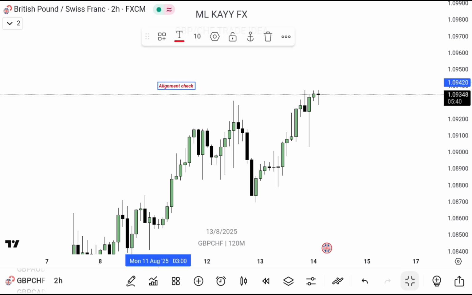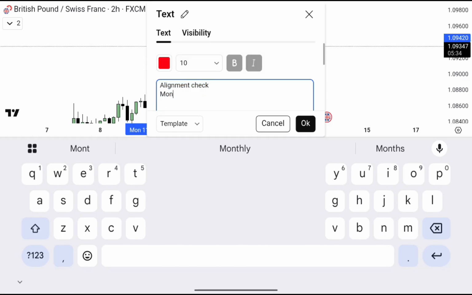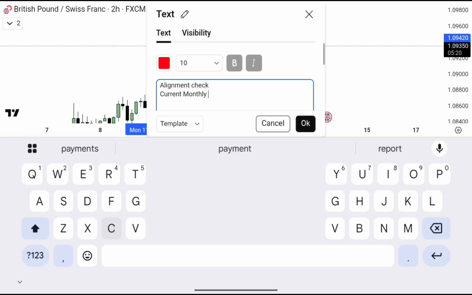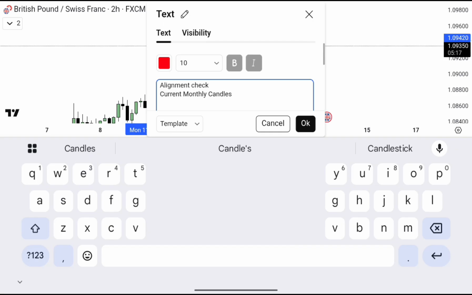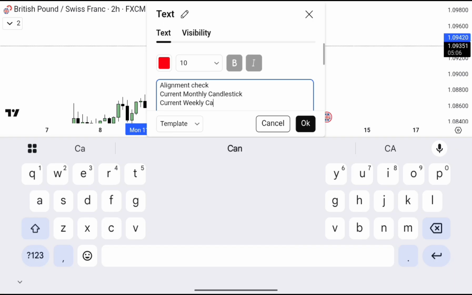So we will be using the alignment method, the same approach we used on CAD-CHF. You can go and check out that video. It's the very same thing. We just apply the same concept, but in this video I'll be sharing extra details. Confluence, right? You use different methods of analyzing, but you reach the same conclusion. So we're going to be using the alignment method.